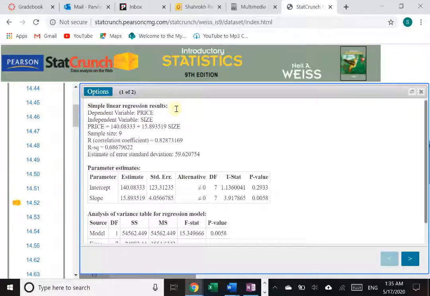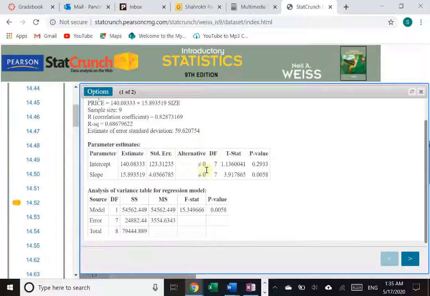And this is the regression that I just showed you. I cut and pasted the top. I didn't do anything with this table, the parameter estimates, but you can see that 140 up here reappears down here. The slope of 15.89 up here reappears here. And remember, there's a p-value here. Anytime there is a p-value, it means a hypothesis is being tested. This p-value, 0.2933, is testing whether the y-intercept is 0.